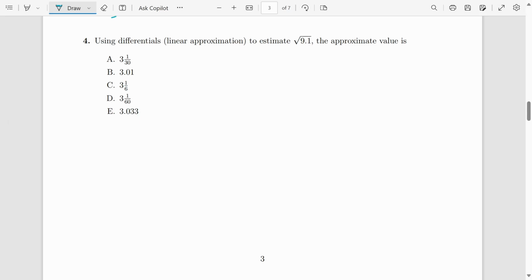Question 4. Using differentials, aka linear approximation, to estimate the square root of 9.1, the approximate value is what? All right, so this is a linear approximation question. The formula we use to solve that is f of x is approximately equal to f of a plus f prime of a times x minus a.